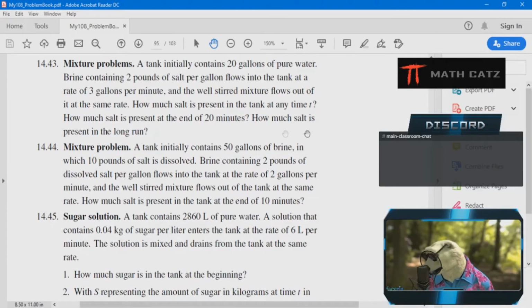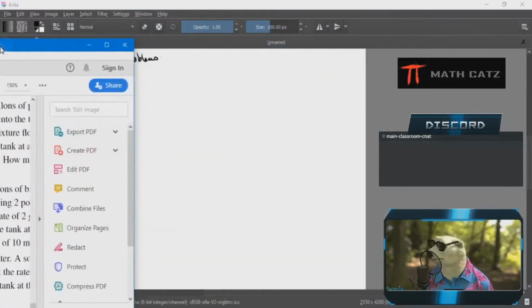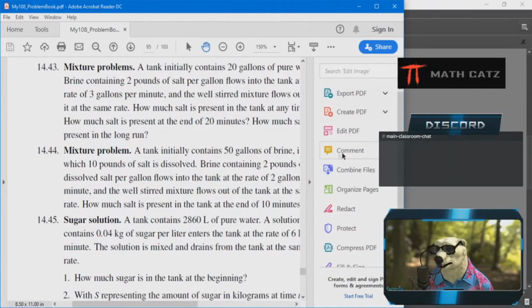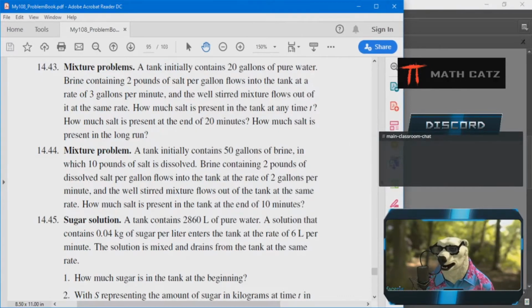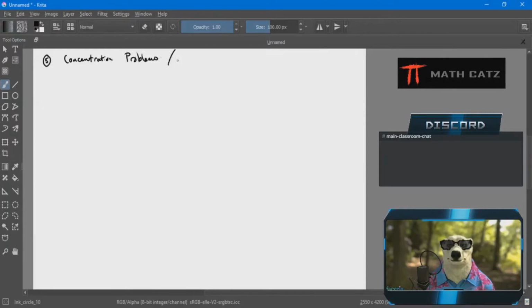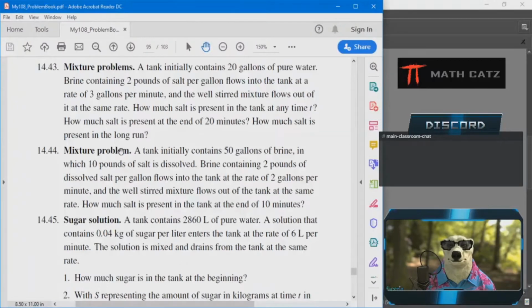So let's have a look at, for example, let me just resize this so that my camera is in view. Like so, perhaps. There we go. Let's look at 1443, 1444, and we'll get the idea. Mixture problems. I guess that would be a better name, right? Well, concentration is involved, the salt concentration, but I guess mixture problems might be a more appropriate name.